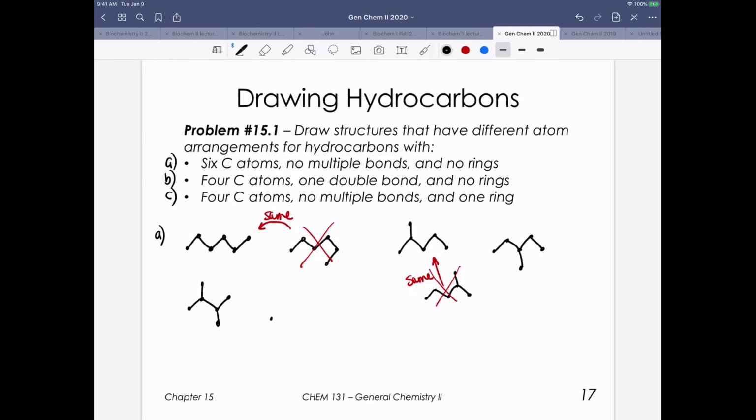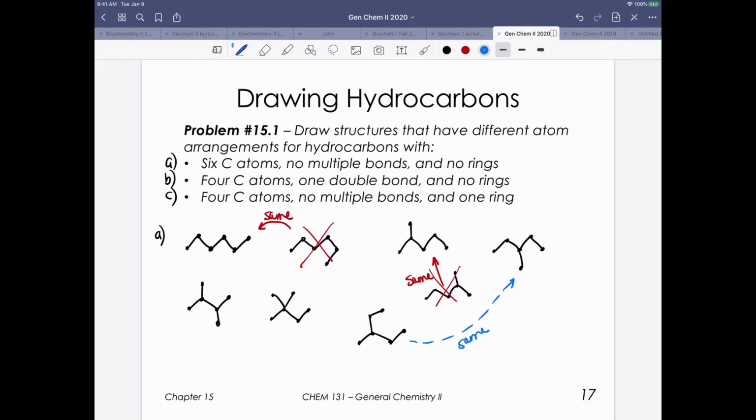Let's try this. 1, 2, 3, 4, 5, 6. That's a new guy. All right, what if I were to do this? 1, 2, 3, 4, 5, 6. I made another one, right? Oh, does everybody see? These guys are the same.